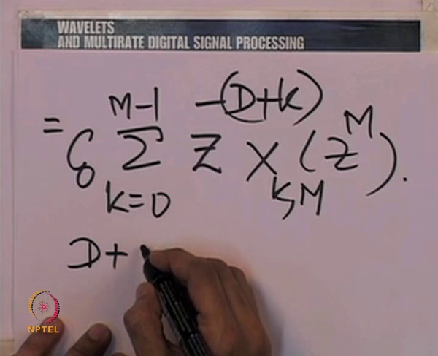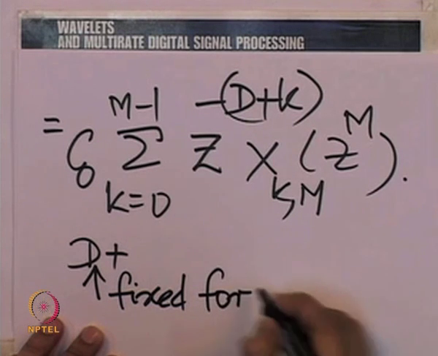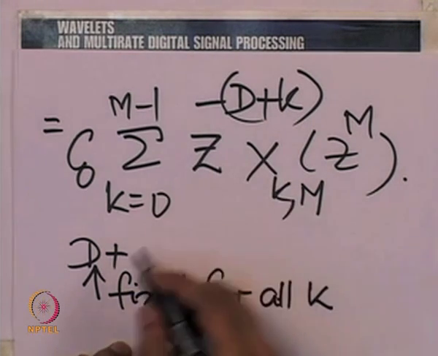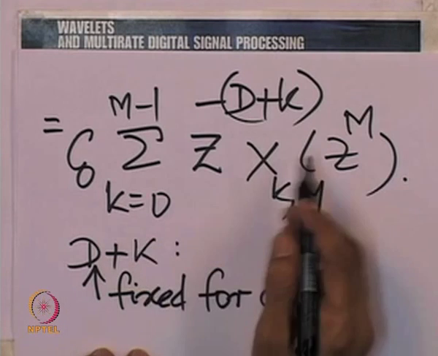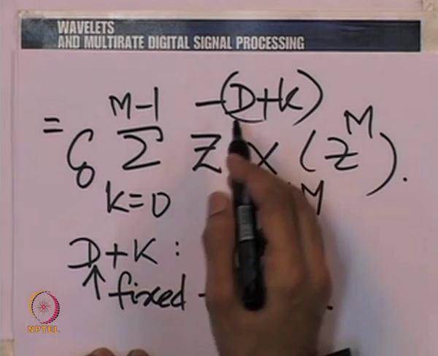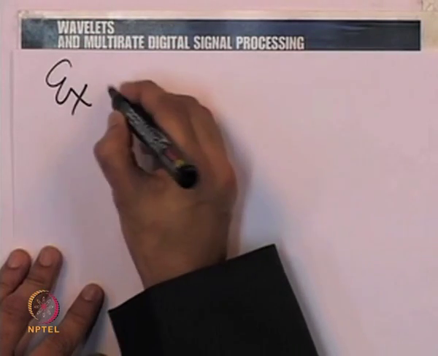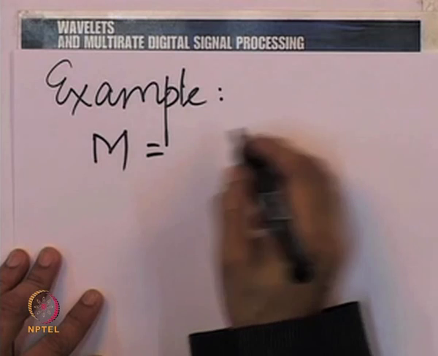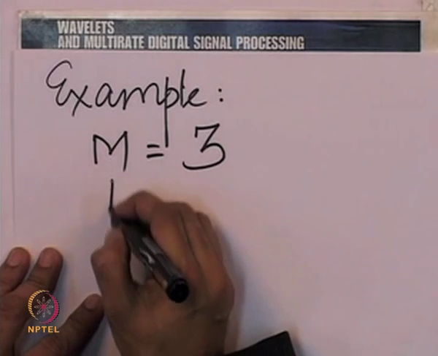So, you see d is fixed for all k. So, if you look at this, d plus k essentially carries out a rearrangement of the polyphase components. So, what it does, let me take an example. Suppose m is equal to 2, let us write down to fix our ideas. Suppose m, for variety, instead of 2, let us take it to be equal to 3. And let us take d to be equal to 5.